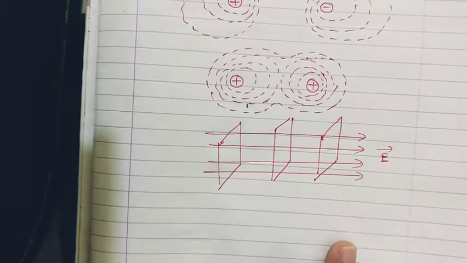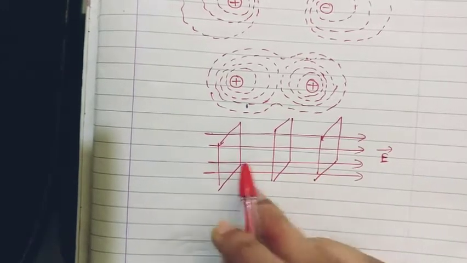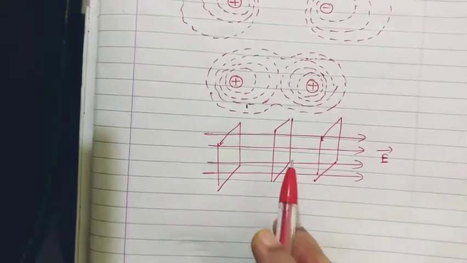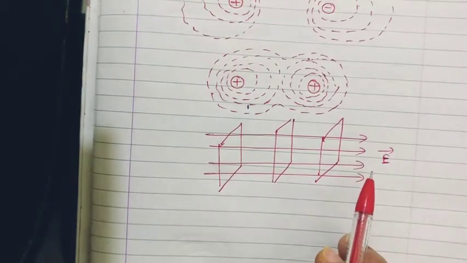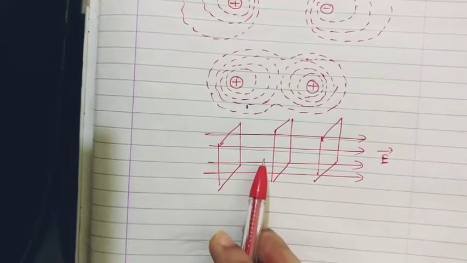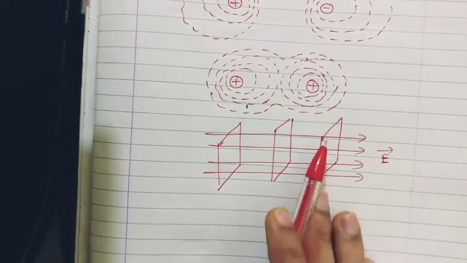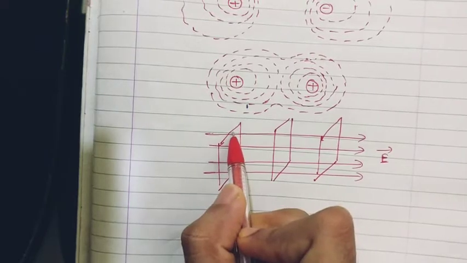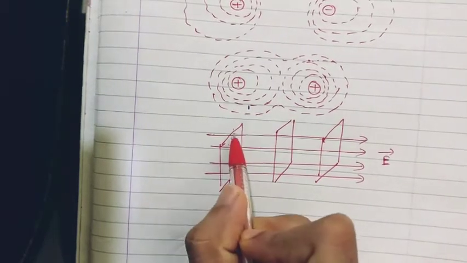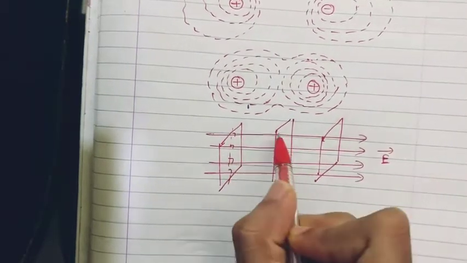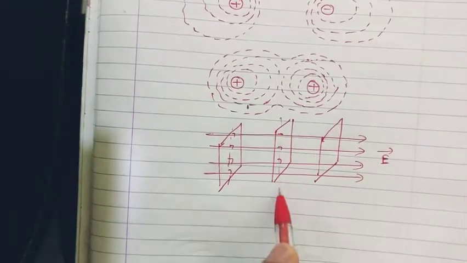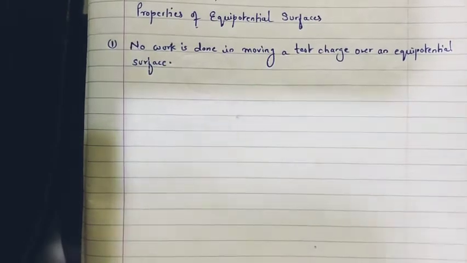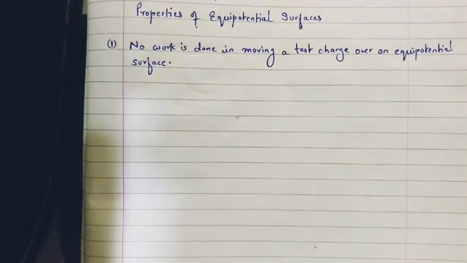They will be planes, and the lines of force, that is the electric field lines, are parallel and straight lines, and the equipotential surfaces are equidistant parallel planes which are perpendicular to the lines of force. If you see, these planes will be perpendicular. If I draw the axis, they will be perpendicular to the line of force over here. Okay, so now let us look at the properties of equipotential surfaces.